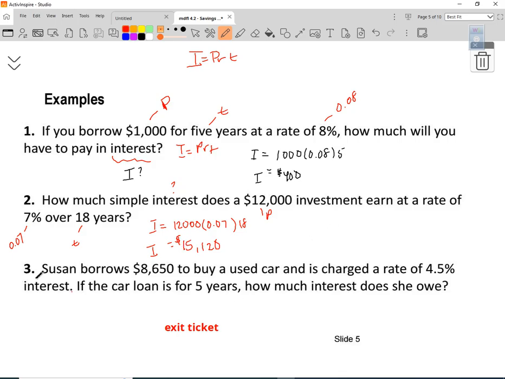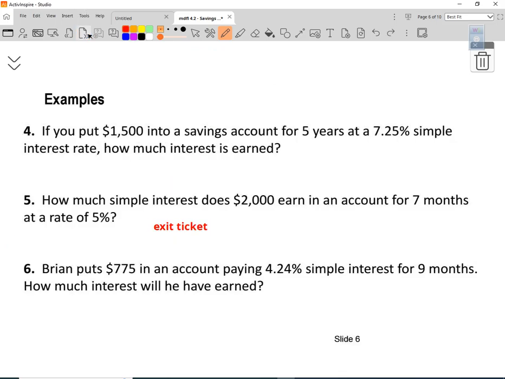All right. So we're not going to do number 3. That is part of your exit ticket. You're going to do that on a piece of paper and then scan and submit it. Don't forget to convert this to a decimal and drop the percent sign, and then to take 4.5 and divide by 100. That'll give you your new interest rate.